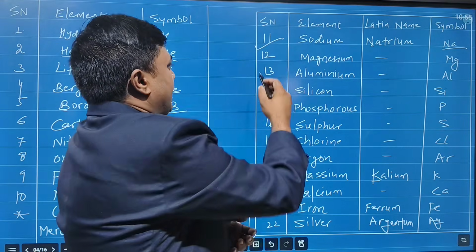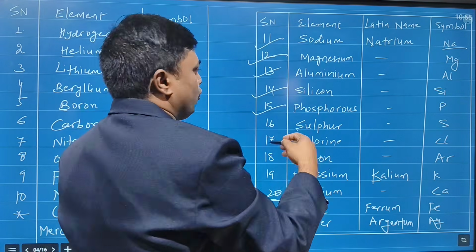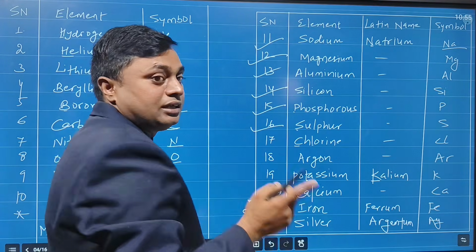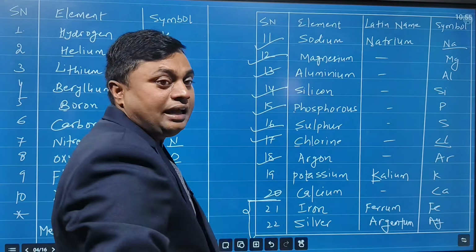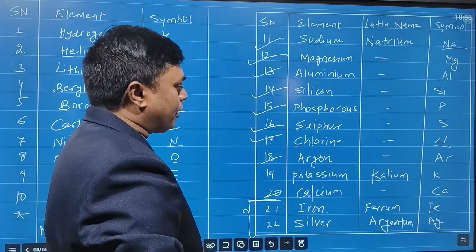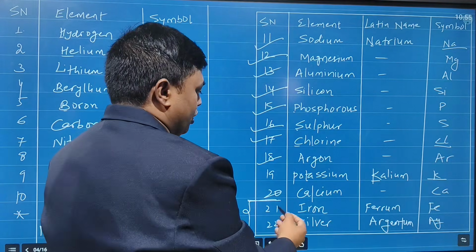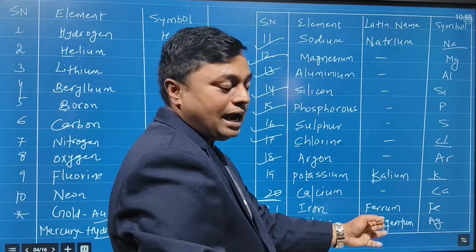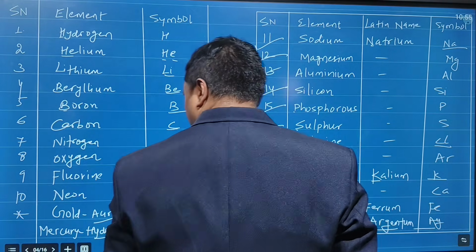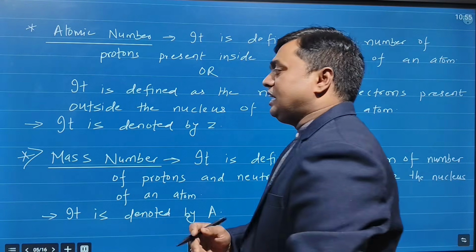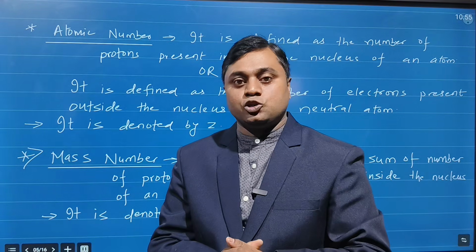Next, magnesium, Mg. Aluminium, Al. Silicon, Si. Phosphorus, just P. Sulfur, S. Chlorine, Cl. Argon, Ar. Potassium, Latin name of potassium is what? Kalium, so just K. Calcium, Ca. Iron, ferrum is the Latin name, so Fe. Silver, argentum is the Latin name, so Ag. Yes or no? Okay, let's discuss some more concepts like atomic number, mass number, isotopes, isobars.